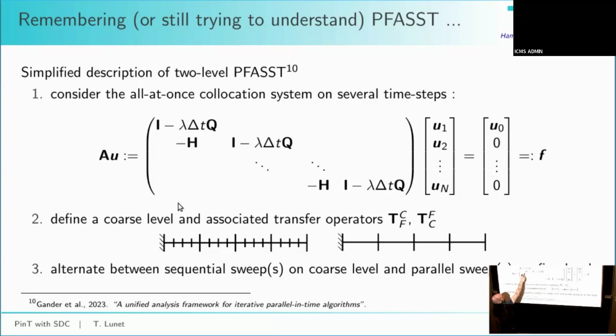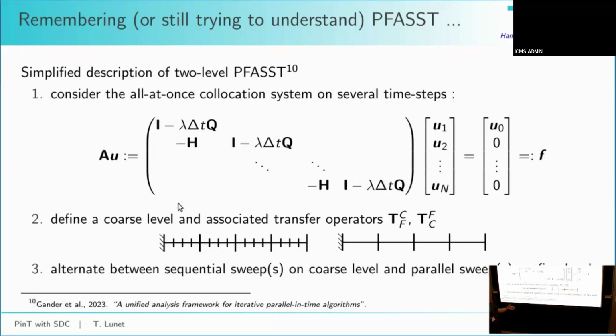I have the transmission condition that gives the final solution of the previous time step as the initial solution to the next time step, so this H matrix, and I write my all-at-once system. So what basically Parareal did, it's the same idea. Now, PFASST uses this on the fine level that you can see here with 4 intervals, and I can say I define a coarse level that only has 1 node per interval. So that's a coarsening by a factor of 4.